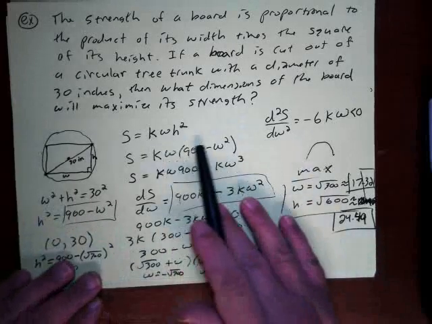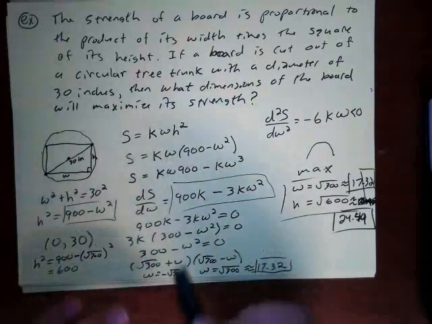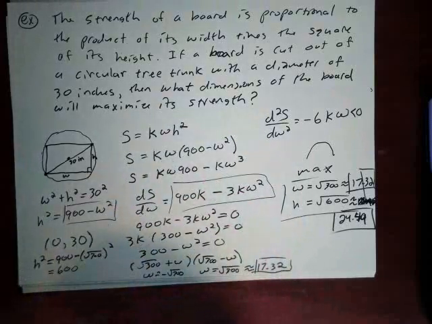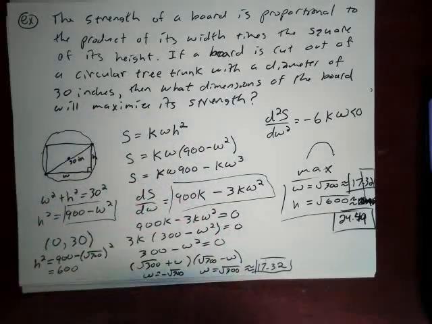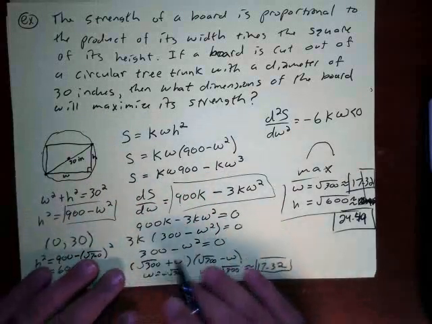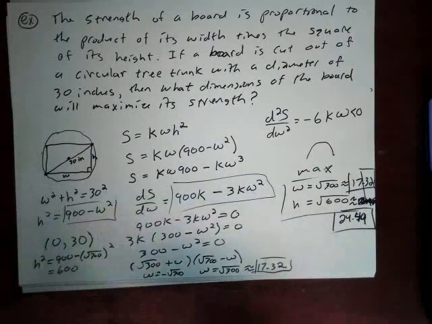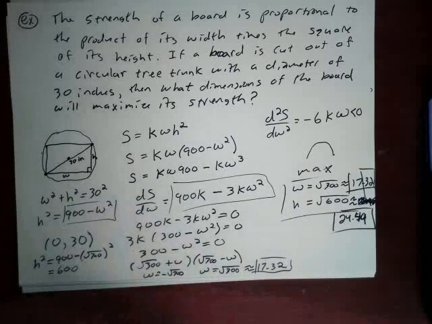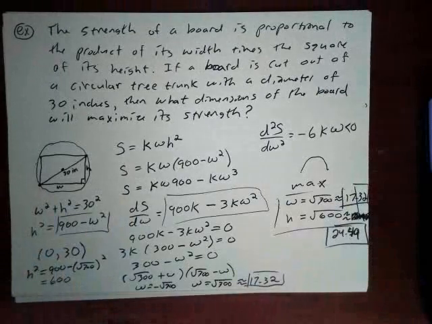In this case, we see that there are times where you might have a constant of proportionality, and that constant is going to depend probably on the board, the material itself, and whatever. We don't know what that constant is, but it still doesn't mean we can't find the dimensions. That constant isn't a determining factor of what the dimensions are that will maximize the strength in this case.